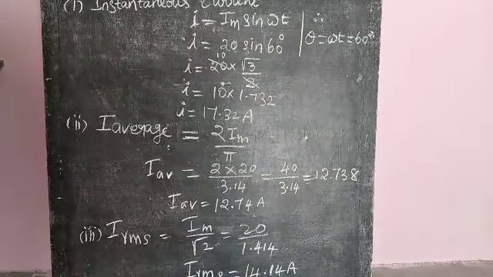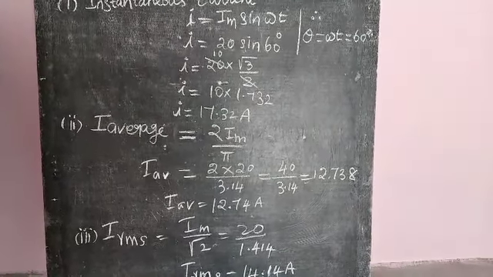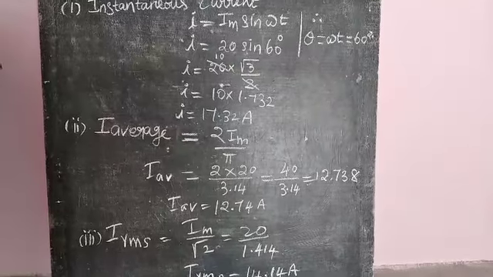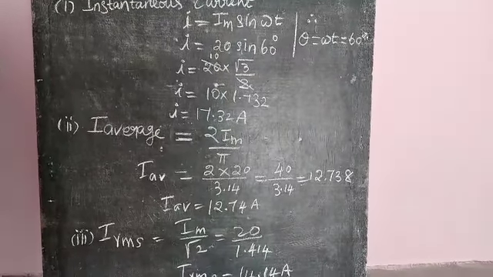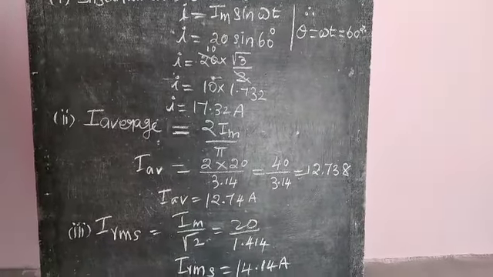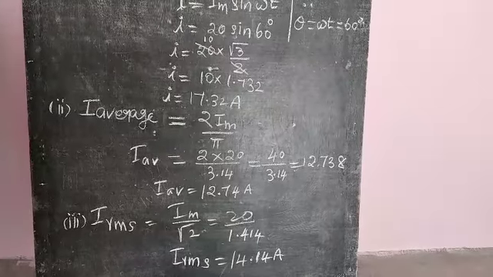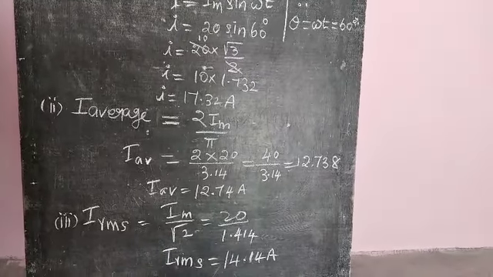RMS value of current equal to Im by root 2. Im value 20 by root 2, 1.414. So IRMS equal to 14.14 ampere.